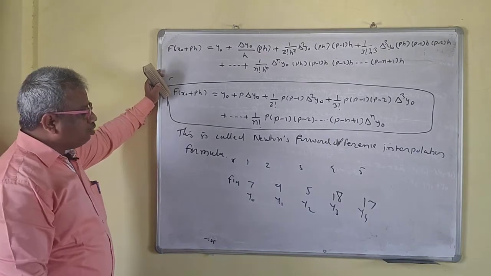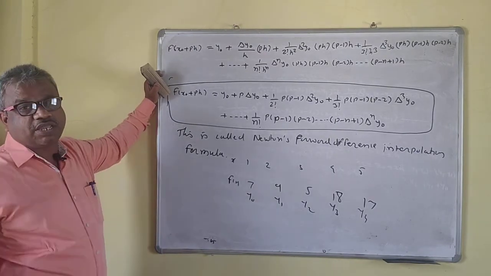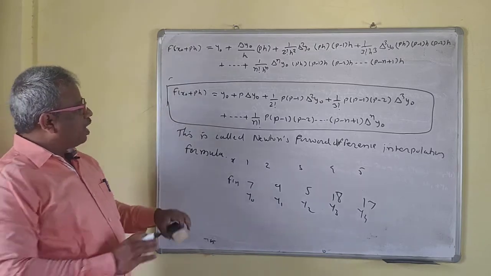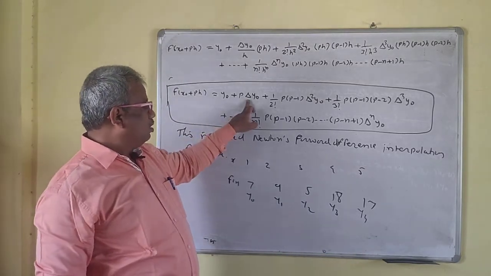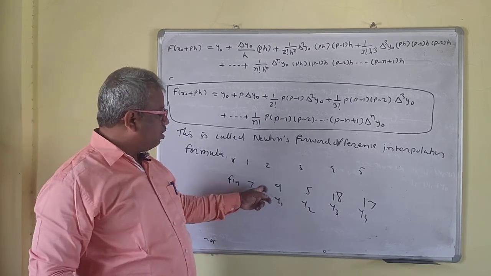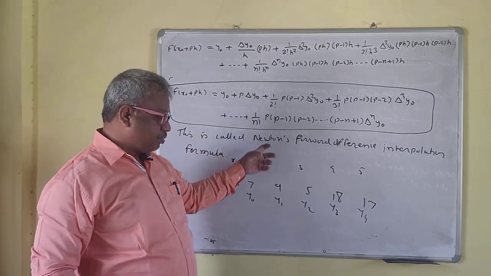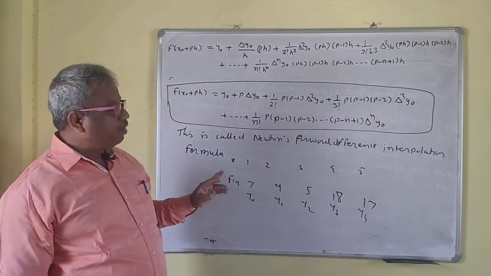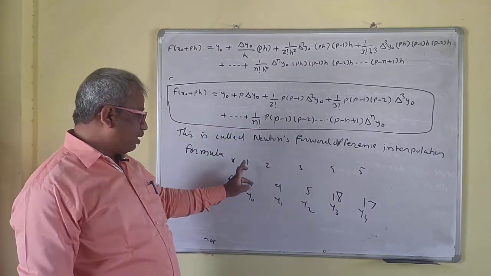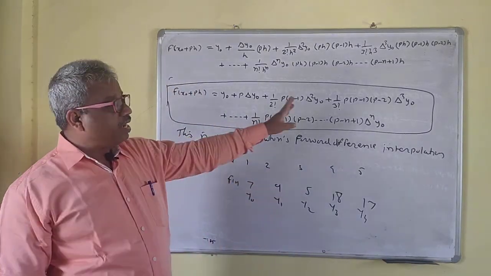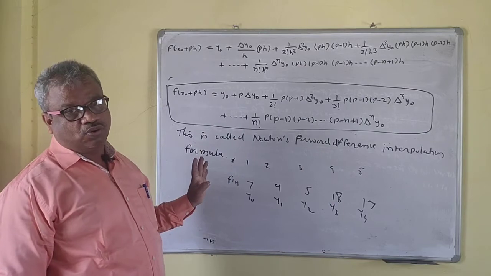Okay. So what you have to do is prepare a forward difference table, and write the values of delta y naught. So y naught is 7, and this minus this will be your delta y naught. Then you have to see how many values are there. 1, 2, 3, 4, 5 values are there. So you have to write this formula up to del to the power 4 only.